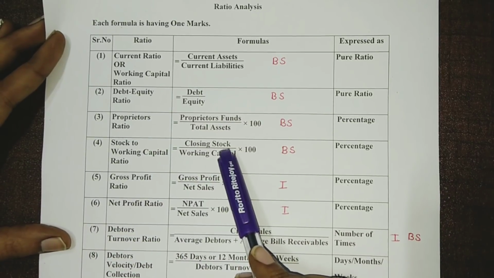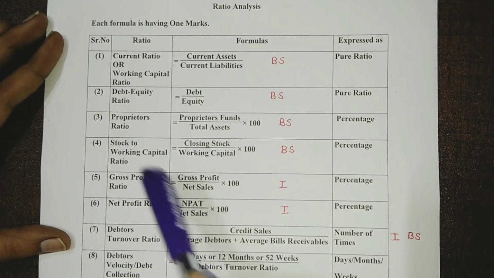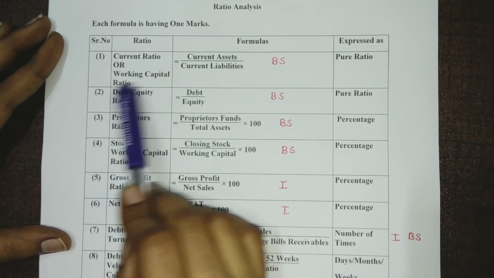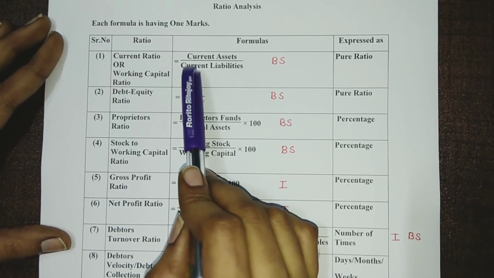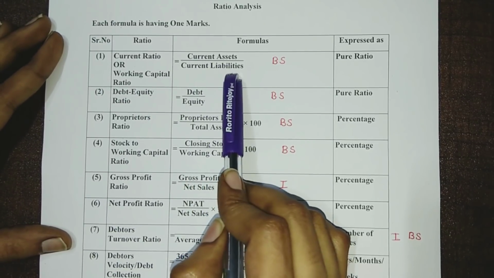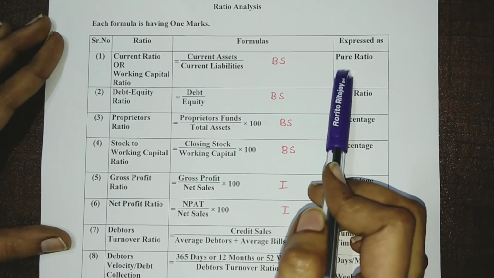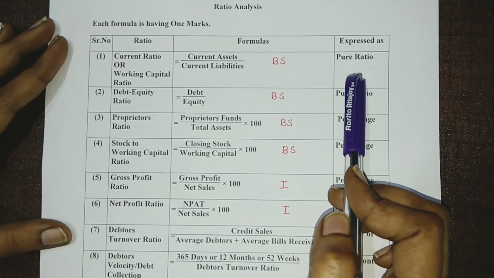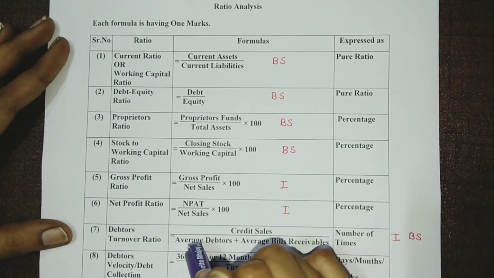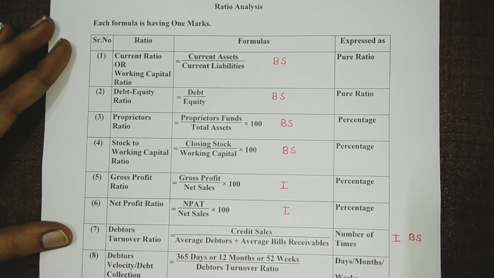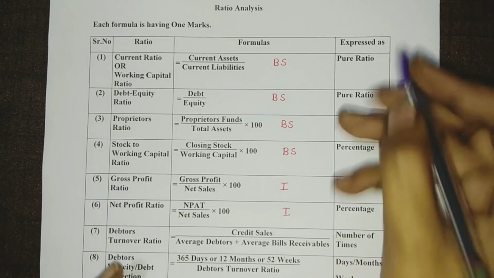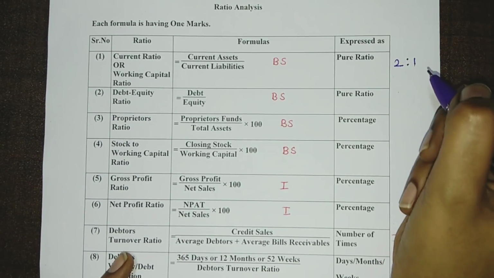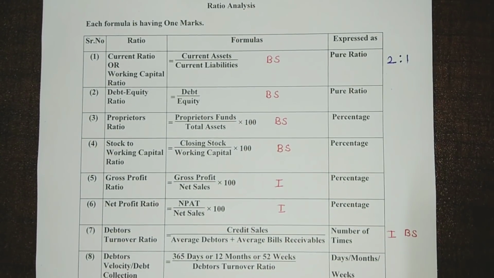Now we are going to discuss each and every ratio. The first one is your current ratio, also called your working capital ratio. The formula for that is current assets divided by current liabilities. This ratio is expressed as a pure ratio. What is the meaning of pure ratio? Pure ratio means whatever the answer is, you just express that as is to 1. For example, if your answer is 2, you just write 2 is to 1. That is your pure ratio format.